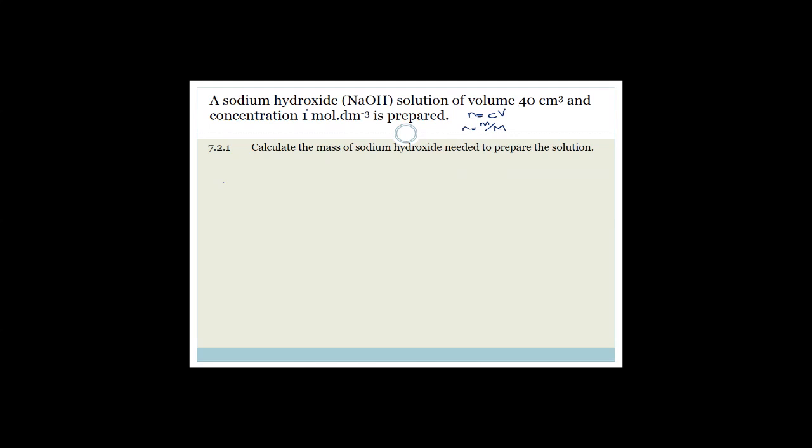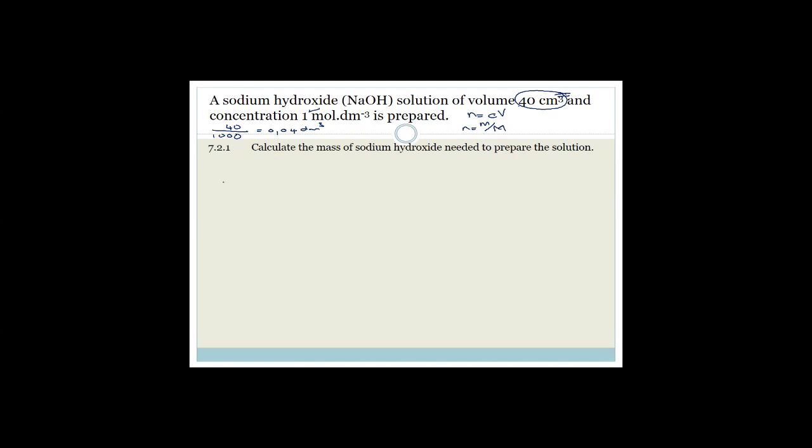So we've got the concentration, it's 1 mole per decimeter cubed. We've got the volume, but it's in cubic centimeters. As I stated yesterday, this is not the correct unit. The correct unit is decimeters cubed, so we need to convert that. The way you convert cubic centimeters to decimeters cubed is you divide by 1,000. So we're going to go 40 divided by 1,000, which is 0.04 decimeters cubed. Okay, and that is going to be our volume.